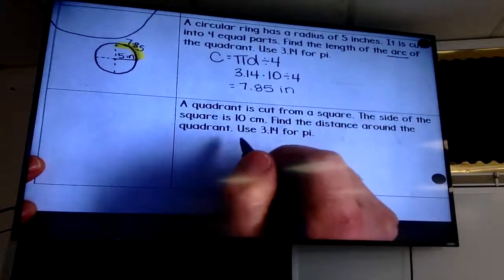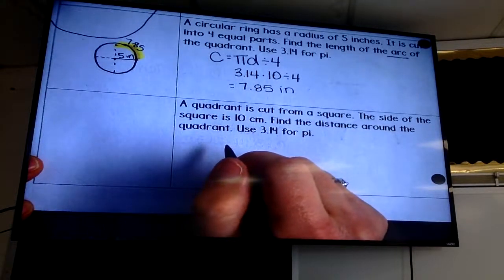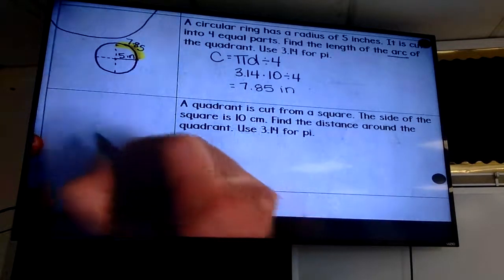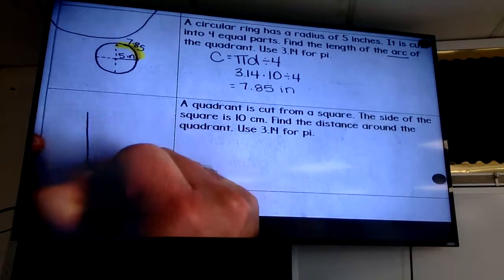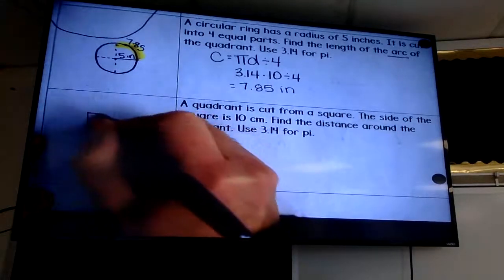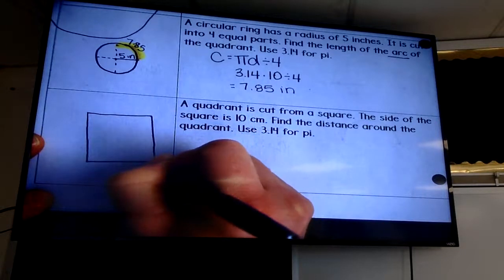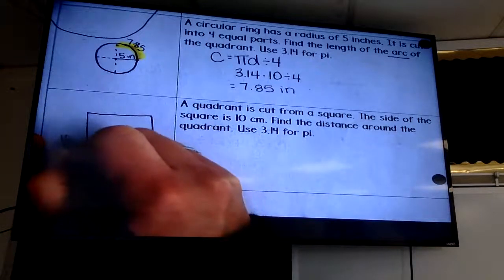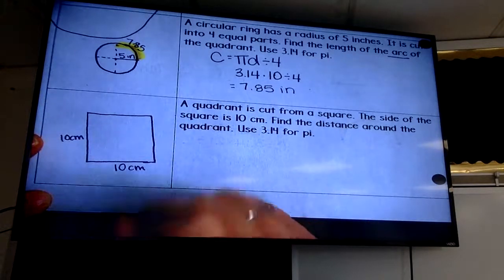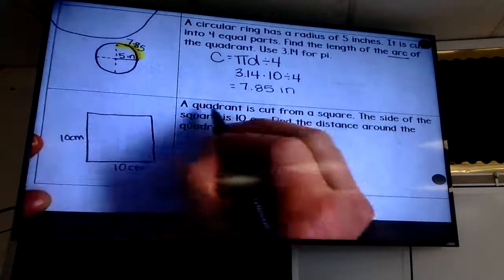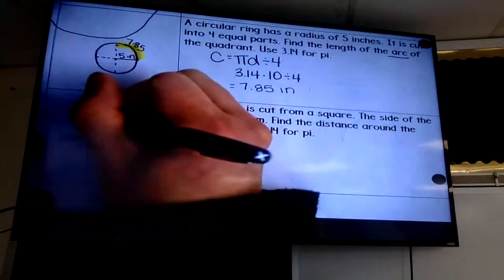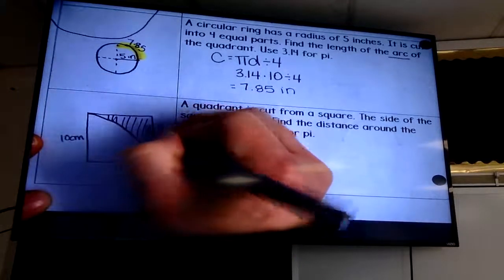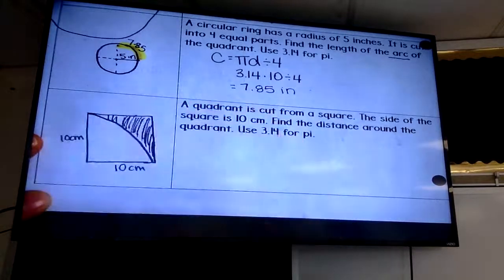Okay, one more. A quadrant is cut from a square. The side of the square is 10 centimeters. Find the distance around the quadrant. This one can be tricky. All right, so here's a square. And what do we know about the square? It says the side of the square is 10 centimeters. Okay, and remember, squares, all sides are the same length. It says a quadrant is cut from a square. So that means here's my quadrant that's cut from the square. It's like cutting this portion off. I'm going to make that part go away.